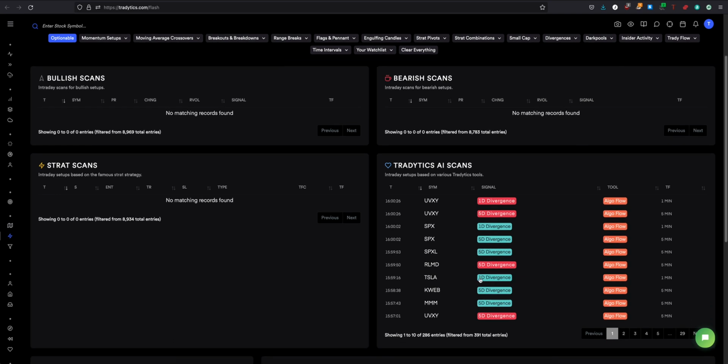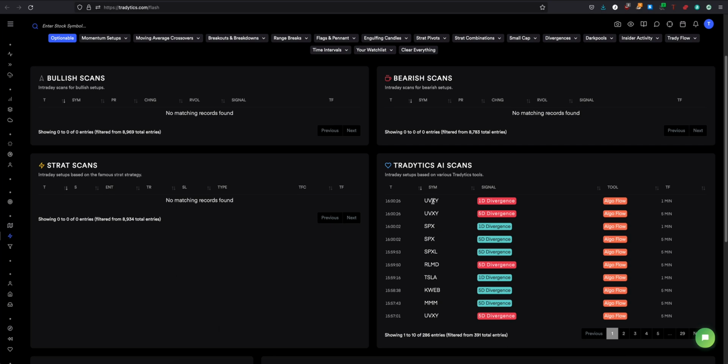Obviously, these stop at the end of the day, so this is a whole day's worth of a scan. And you can just keep this pulled up throughout the day. You'll notice here, like UVXY, it says 1 day divergence, 5 day divergence. Well, that's like the 1 minute and 5 minute on the chart we were just on. And that's great, but there's something to keep in mind.